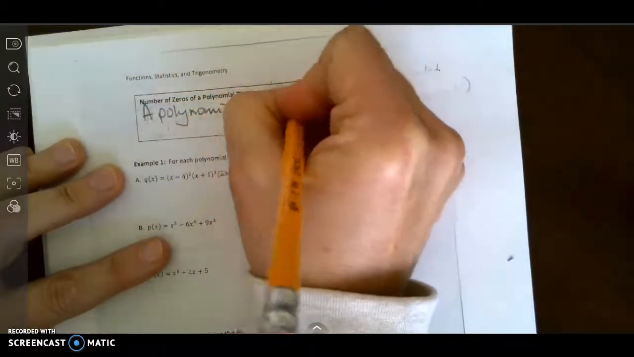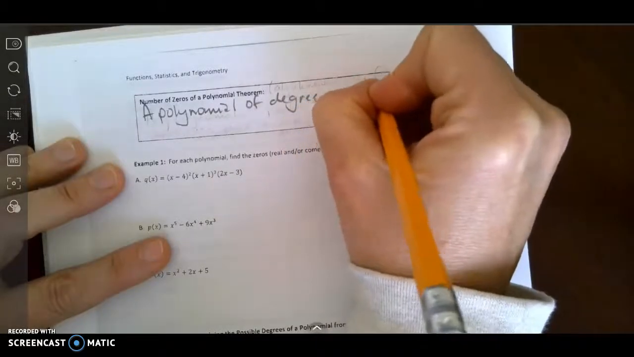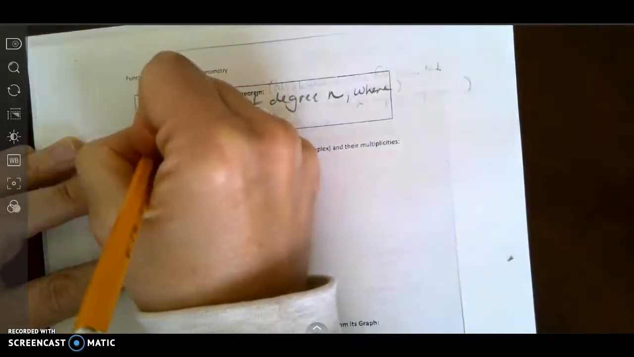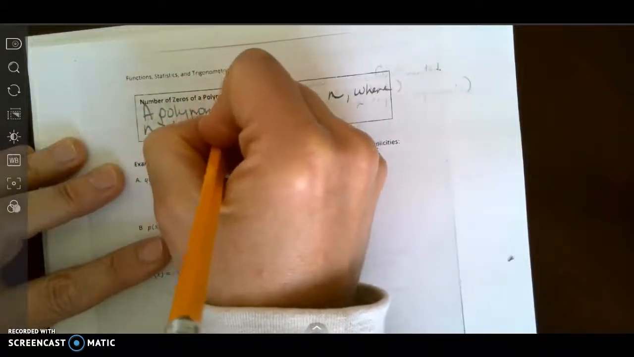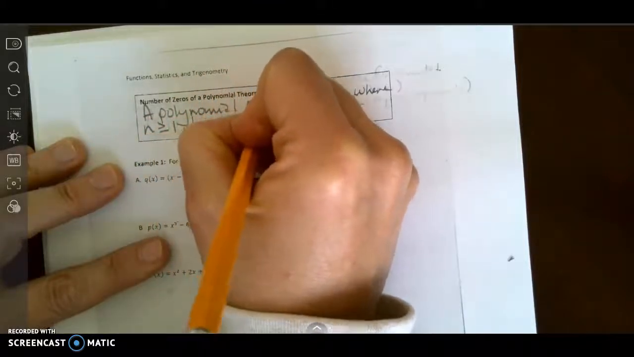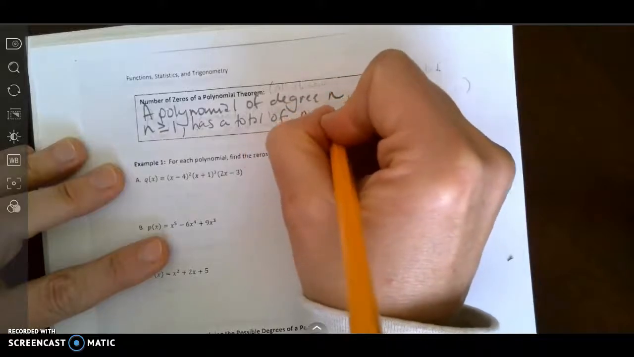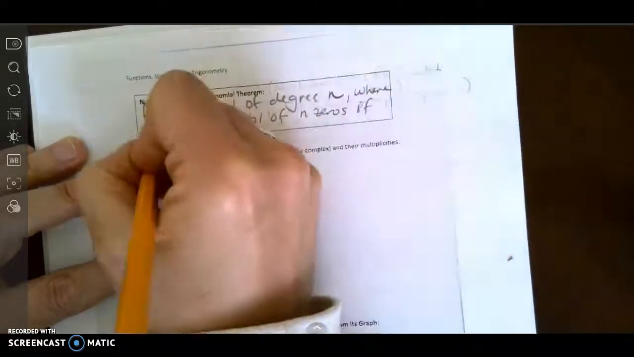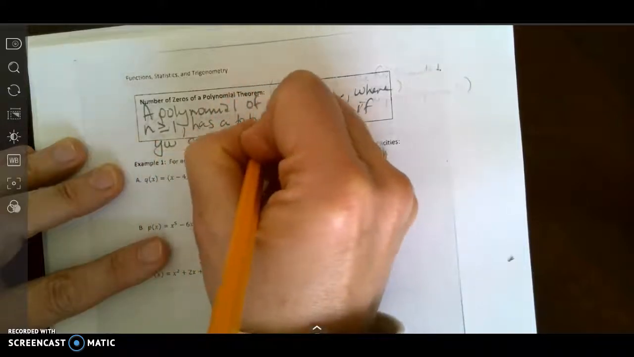of degree n, where n is greater than or equal to 1, has a total of n zeros if you count multiplicities.